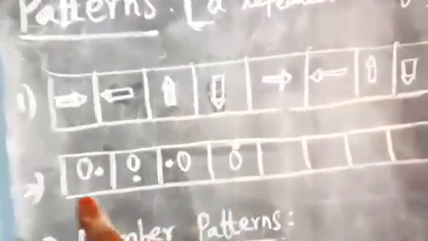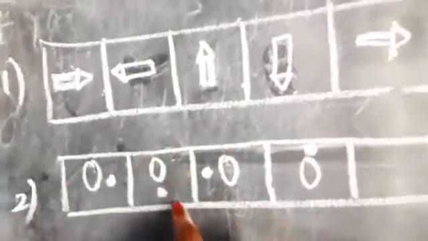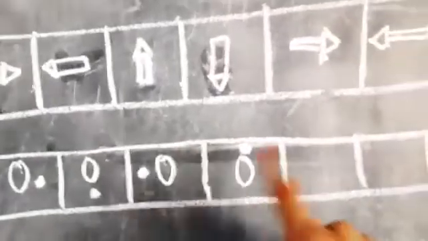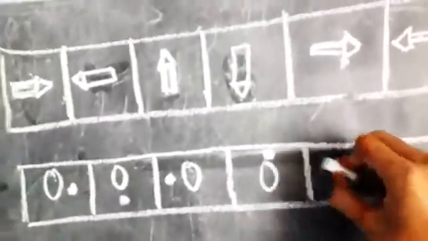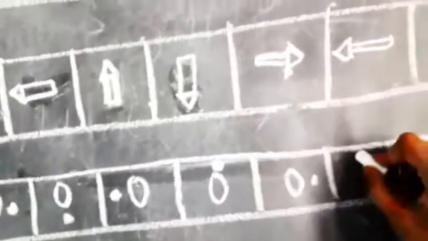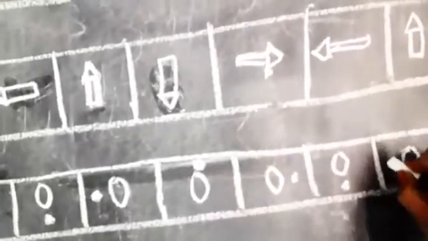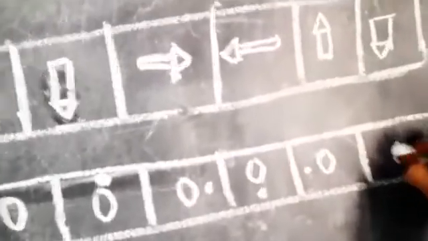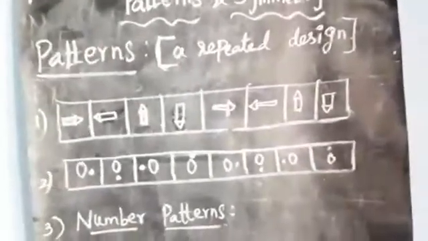Now look at another example. Circle, one dot right side; circle, dot downside; circle, dot left side; circle, dot upside. So the design is repeated. Here 4 comes, here also 4 comes. So a repeated design is called the pattern.